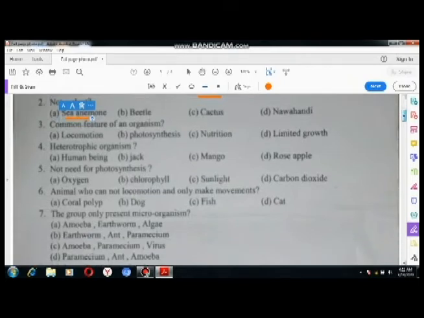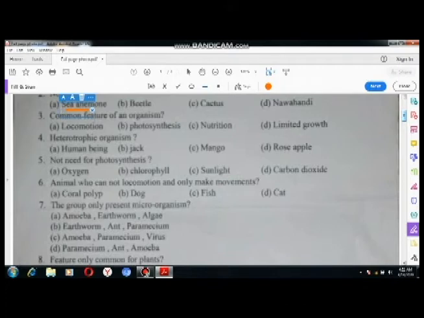Common features of an organism. There are five common features of an organism: growth, nutrition, respiration, reproduction, and movement. So answer is C.